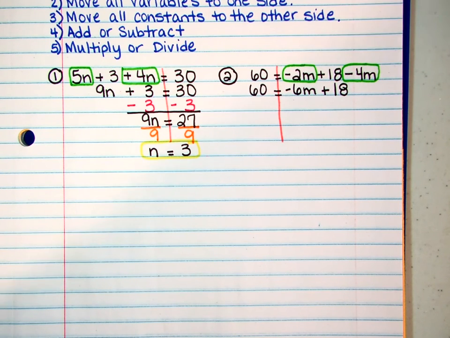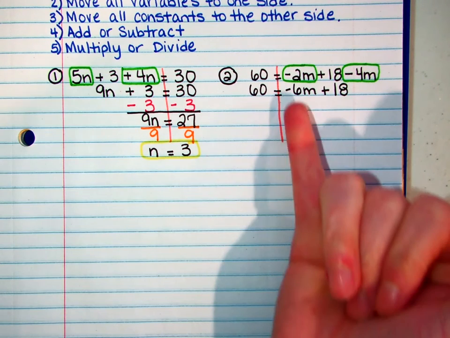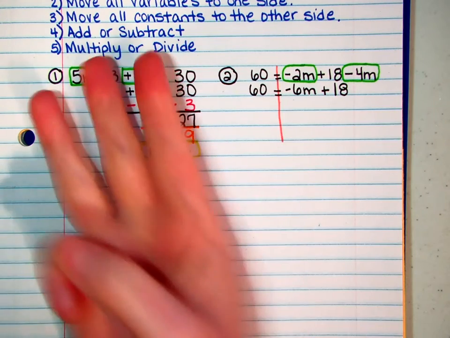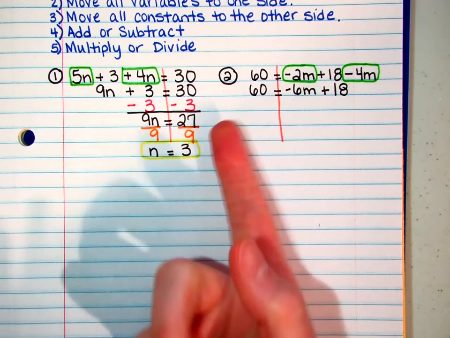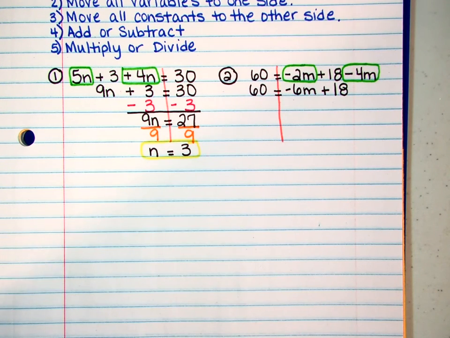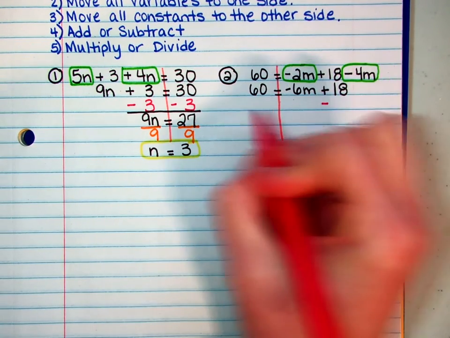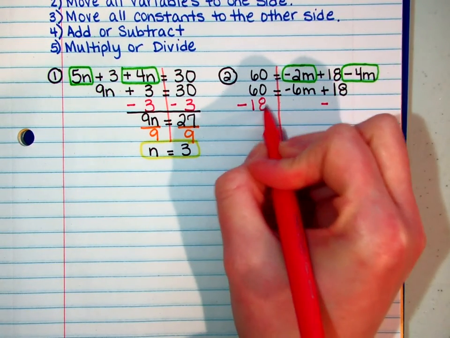Okay, so step 2, move all variables to one side. He's already over here. I just need to move on step 3 my constant of 18 to the left hand side with 60 by adding or subtracting. Since he is adding to stay, we will subtract him to get him to go away.